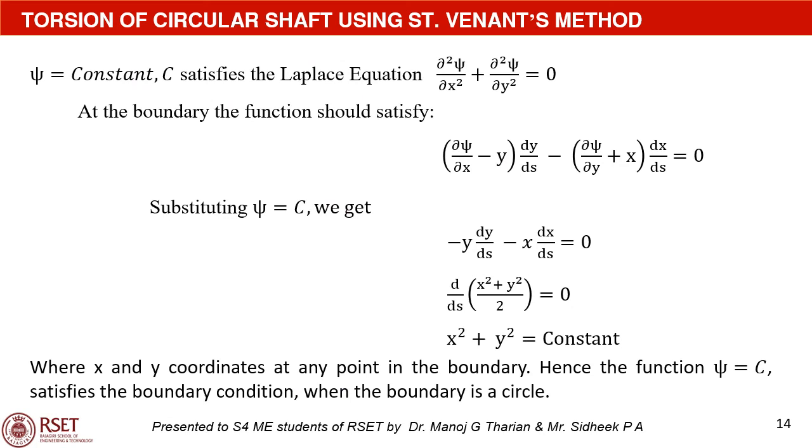Applying the Saint-Venant's method for a circular shaft, we should obtain the expressions for the shear stress and the angle of twist, which should be in perfect agreement with the torsion formula which we have studied earlier. Let us assume that the Saint-Venant's warping function psi is equal to constant, that is psi is equal to c.